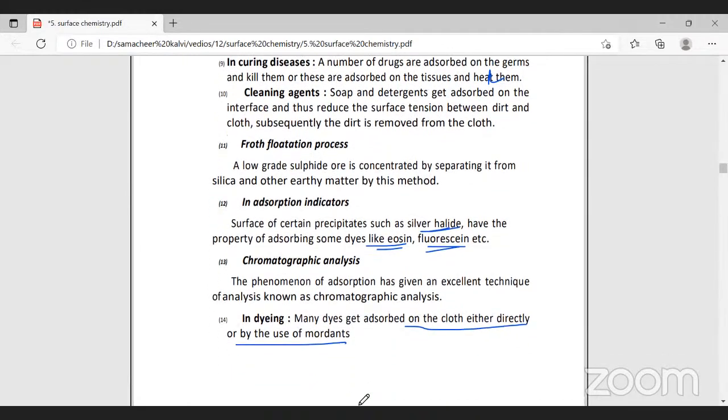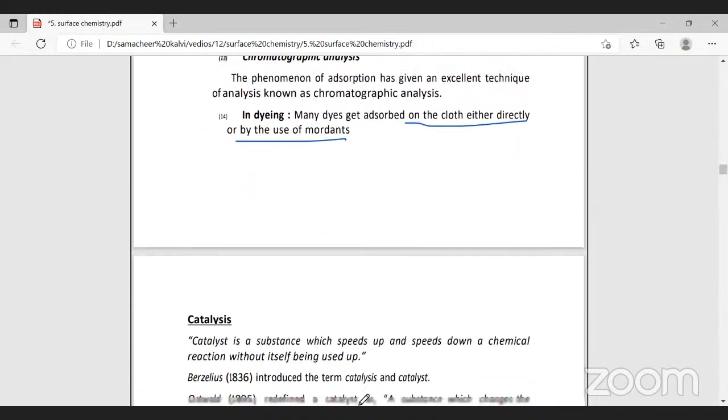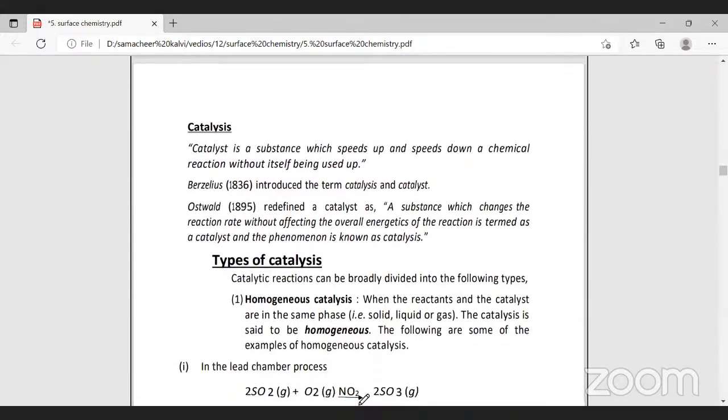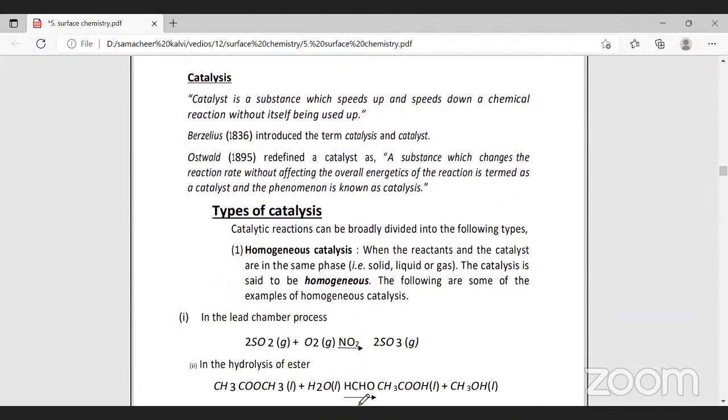The next topic is catalysis. This chapter is easy, and we have finished one third of the chapter, that is adsorption. You have to learn catalysis and colloids. Catalysis is also a very small topic.